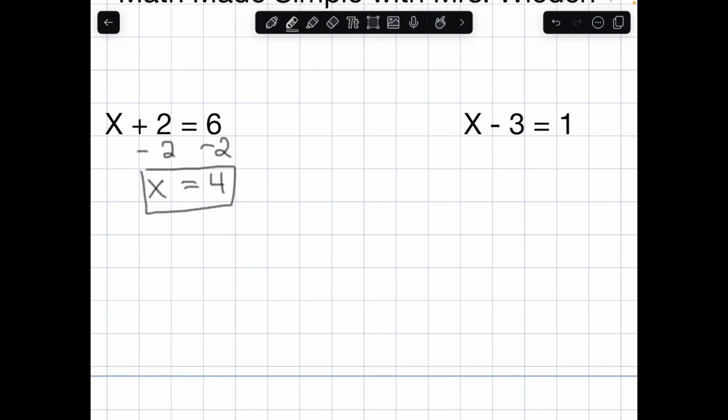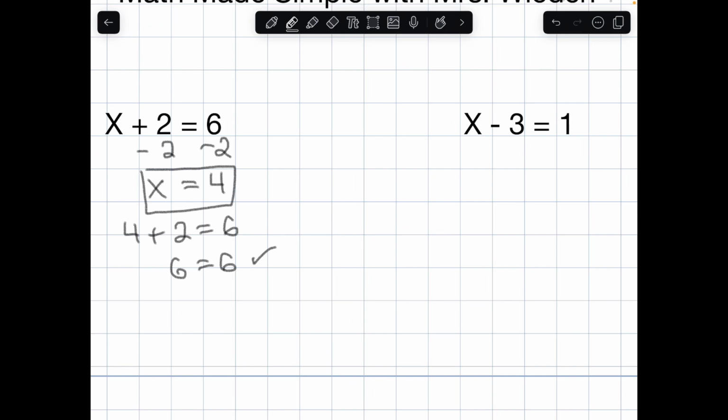If you want to double check your work, you can plug in 4 for x in the original equation. So I have 4 plus 2 equals 6. 4 plus 2 really is 6. So 6 does equal 6, which means we did the problem correctly.